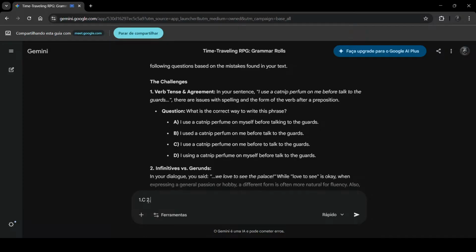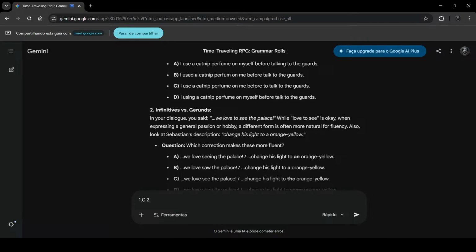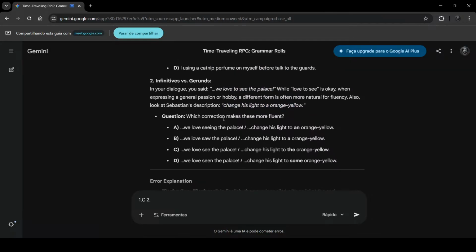Okay, two. Infinitive versus gerund. In your dialogue, you said, "we love to see the palace." While "love to see" is okay when expressing a general passion or hobby, a different form is often more natural for fluency. Also, look at Sebastian's description: change his light to orange yellow. Here, which correction makes these more fluent?